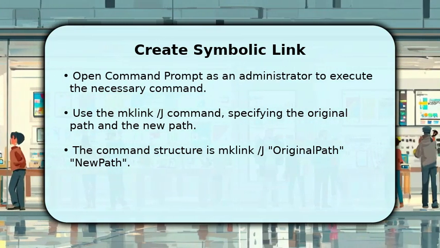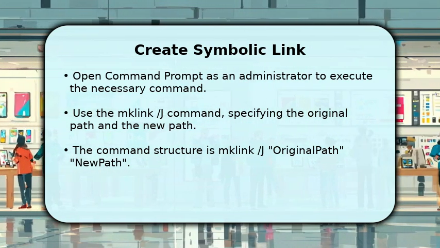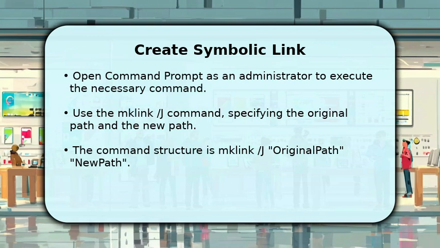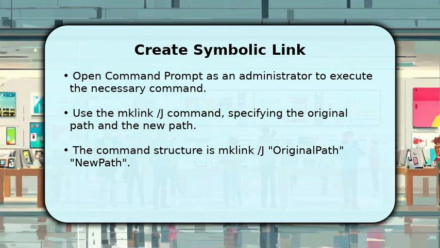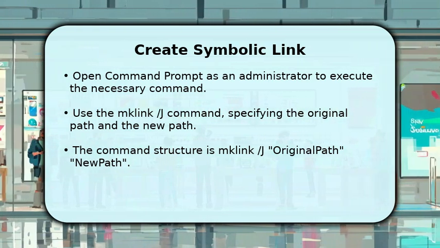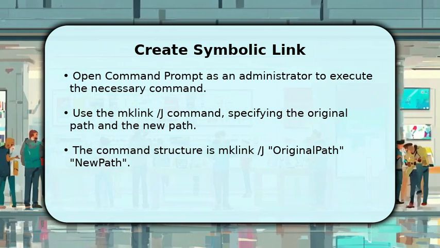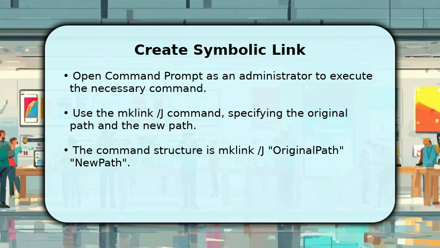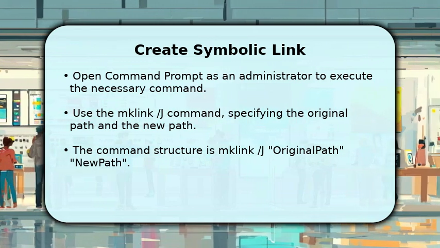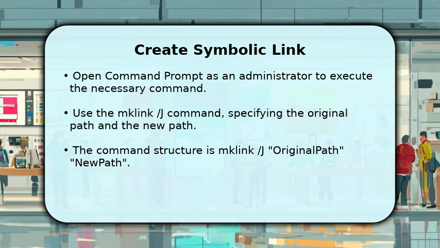Now, to finalize the change, open Command Prompt as an administrator. This step is crucial for creating the symbolic link. You will use the mklink /j command. For instance, if your original path was C:/users/your name/appdata/roaming/WhatsApp and your new path is D:/new WhatsApp data, your command would be mklink /j C:/users/your name/appdata/roaming/WhatsApp D:/new WhatsApp data. Press Enter, and a junction will be created. Finally, restart your WhatsApp desktop application to ensure it recognizes and utilizes the newly established storage location.